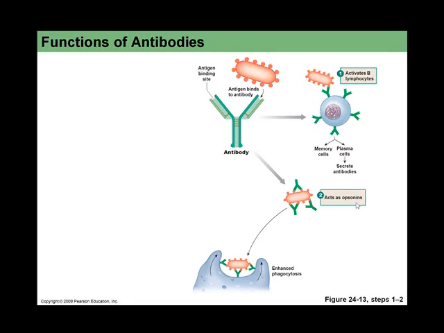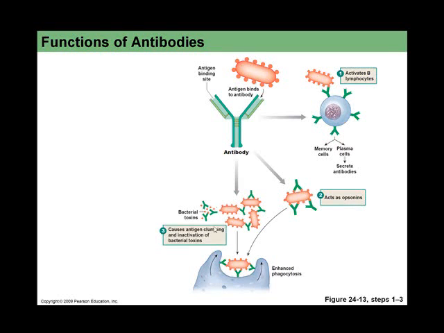Or they can act as opsonins. So we talked about this before. They bind to the structures, and then the antibodies will bind to the receptors on the phagocytic cells to enhance the phagocytosis of the invading organism. Or they cause antigen clumping and an activation of the bacterial toxins. So here's a bacterial toxin. So remember we said that the antigenic determinant can be a single small molecule, like a bacterial toxin.